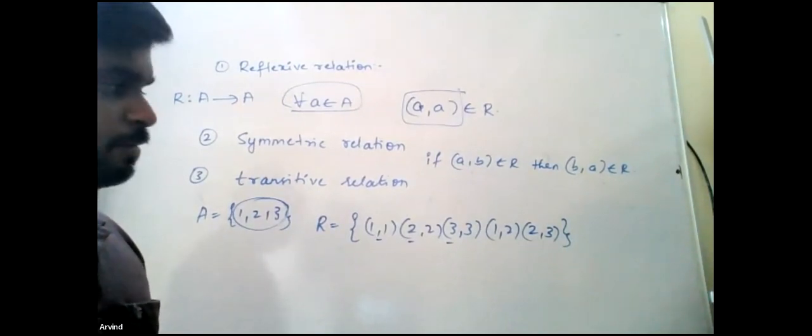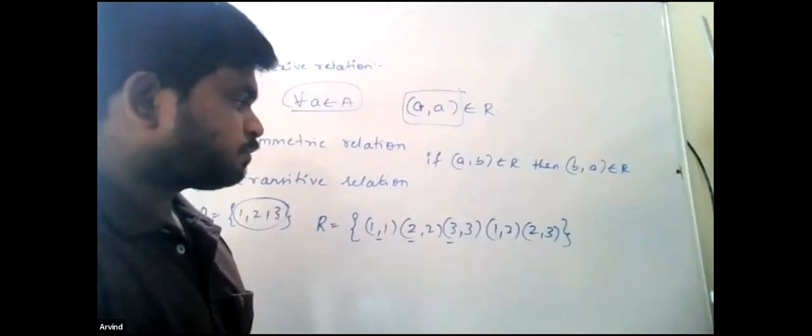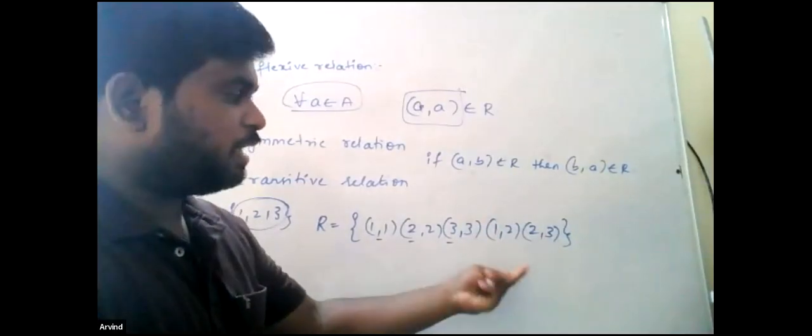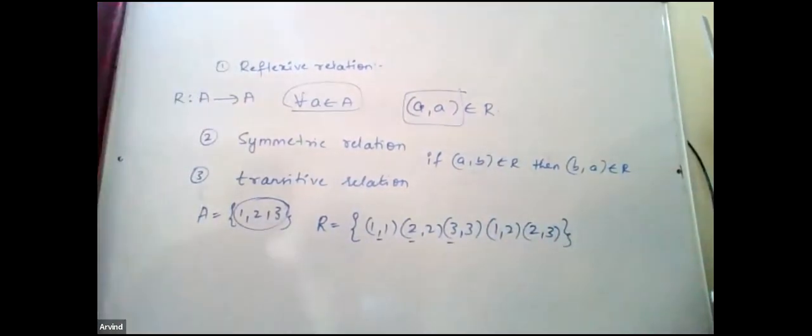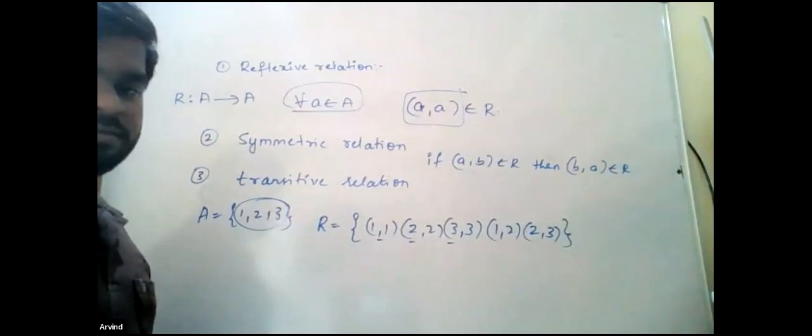No, sir. Why is it not symmetric? Because 2,1 is not there and 3,2 is not there. If 1,2 is present, then 2,1 should be present, but it is not. If 2,3 is present, then 3,2 should be present, but it is not. Okay. Next, is this transitive?